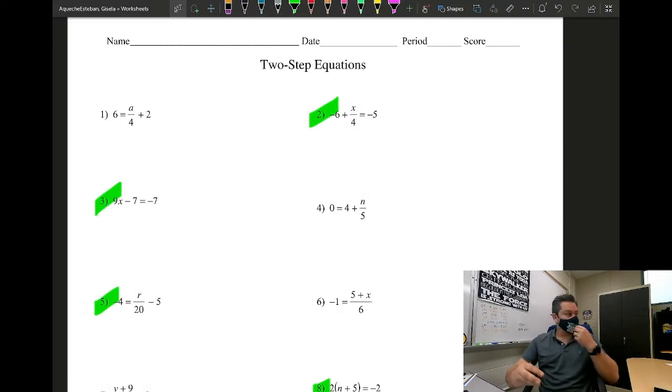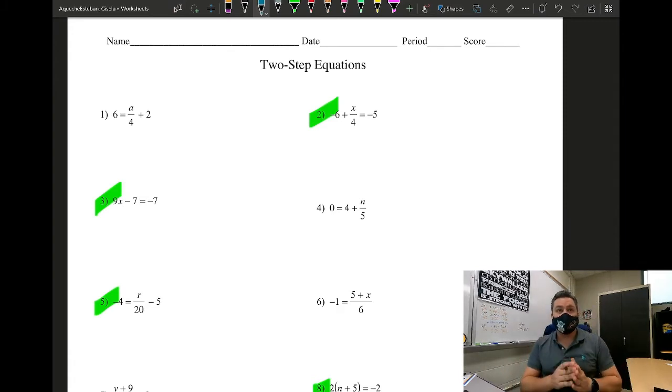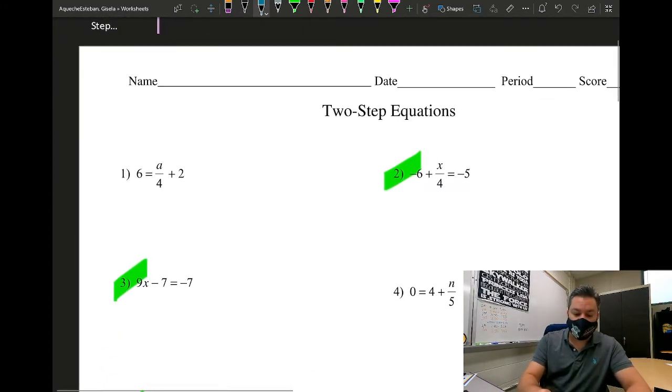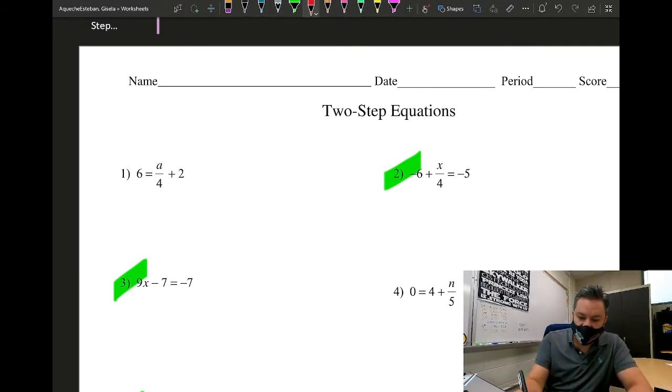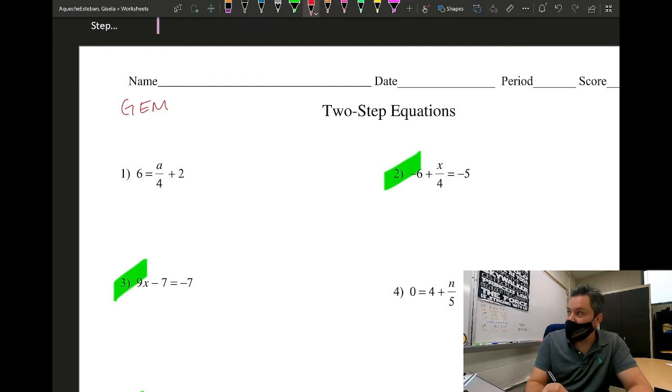All right, so two-step equations. Before we start, I want to go over a few rules that we have to follow whenever we're solving two-step equations. This is something you probably remember from previous years. It's an acronym that we use, and when I write it, the first letter can change depending on who you learn it with. But this is what it stands for. So I use G, E, M. Anybody else?